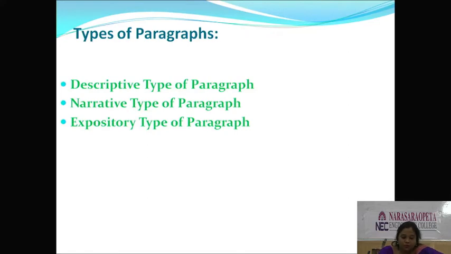Now coming to the second thing, types of paragraphs. What are the different types of paragraphs? Till now we have seen what a paragraph is and how to write a paragraph, and now we are going to talk about the different types of paragraphs. We have three different types of paragraphs: descriptive, narrative, and expository.